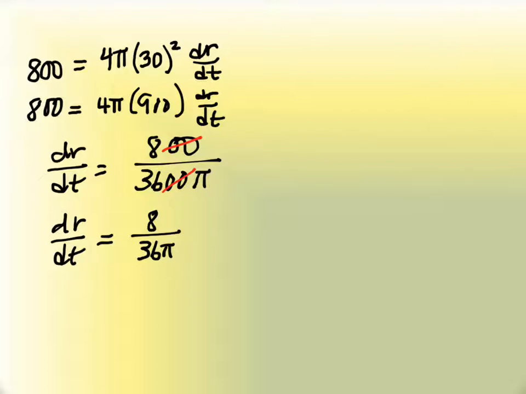I know you could simplify the 8 and the 36 too, but at least at this point it's easy to put in your calculator, so you don't need to simplify the pi right here. What is 8 divided by the quantity 36 pi? We'll go with 4 decimals again. It's got a decimal. 0.0707.